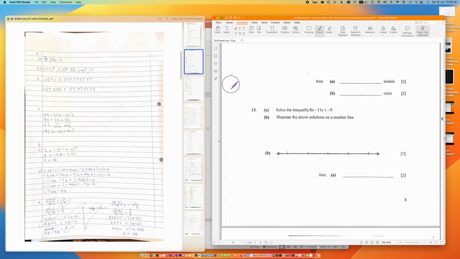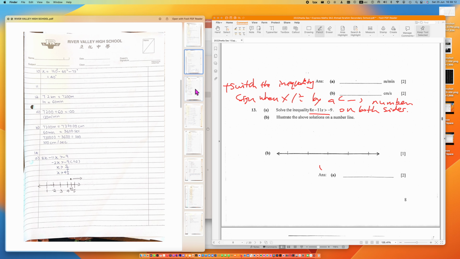So the statement is: switch the inequality sign when times or divide by a negative number. You just have to remember this statement. Can you read this out? One more time. Switch the inequality sign when times or divide by a negative number, on both sides. You just have to tell me whether you have times or divide by a negative number or not. Do you? Yes. So you need to switch it.